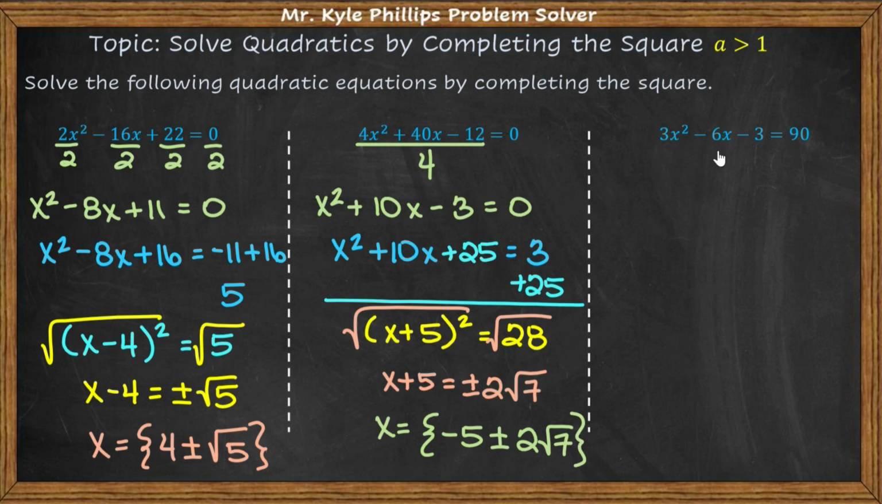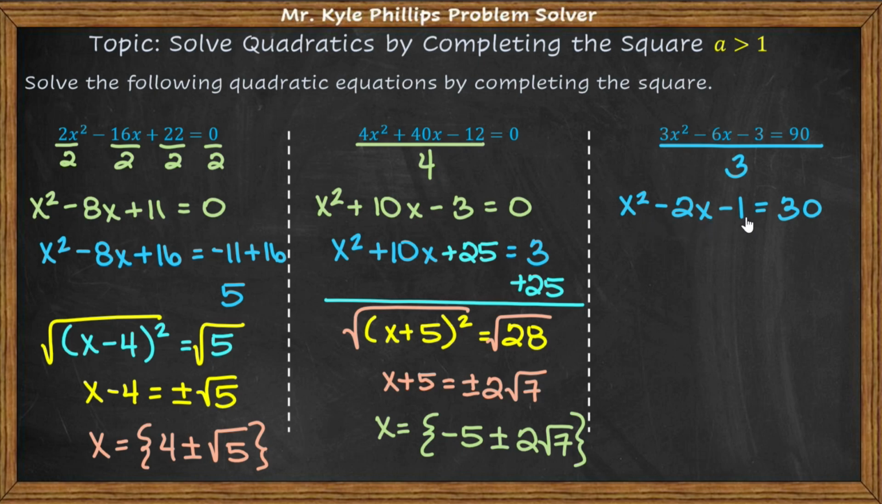All right. Go ahead, like the last 3 examples, pause the video and you try this last one on your own, and then you can unpause and make sure we have the same answers. So here, I'm going to go ahead and divide every number by 3 because I want a to have a coefficient of 1. So this would be x squared minus 2x minus 1 equals 30.